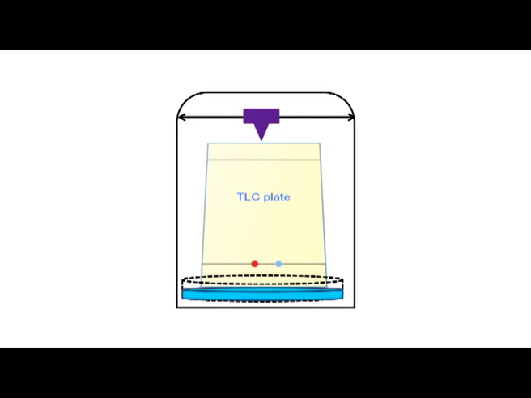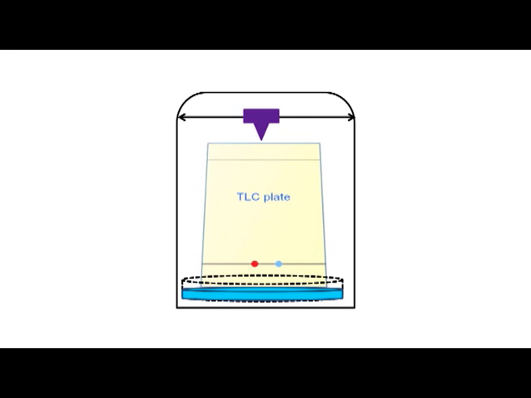It is placed in a slanting manner, that is, the stationary phase or the plate is placed in a slanting manner in a glass tank containing a thin layer of the solvent, such that the sample spots are just above the solvent level. The tank is closed with a lid.